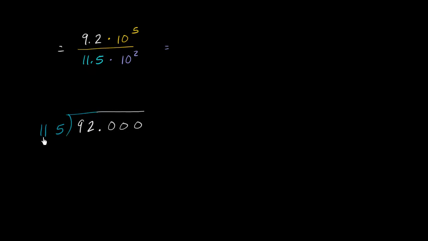Well, 115 doesn't go into 9. It doesn't go into 92. It does go into 920. And I'm going to eyeball and say that it will go 8 times. Let's see if that works out. So I have my decimal here. That's a 0, 8 times. 8 times 5 is 40. 8 times 11 is 88. And then 88 plus 4 is 92. Oh, went in exactly. Very good. It's 920. We have no remainder. So 9.2 divided by 11.5 simplified to 0.8.